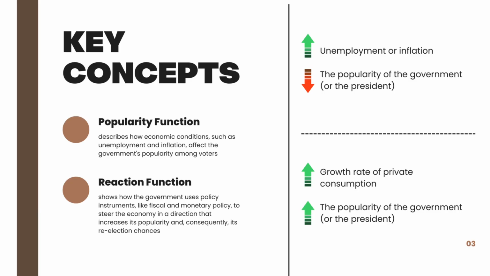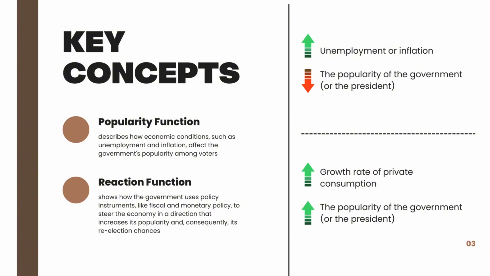This study puts forward ideas about how the economy and the government, especially the central government, are connected. It has two main functions: the popularity function and the reaction function. The popularity function shows how economic conditions affect government popularity, while the reaction function shows how the government uses policy to steer the economy. To test the theories, it used econometric tests with quarterly data from the United States between 1953 and 1975. In the model, both voters and the government aim to maximize their satisfaction, and the government's actions are influenced by various economic, political, and administrative factors.